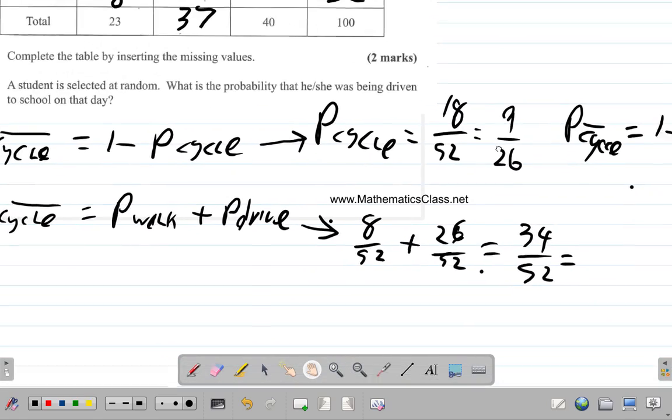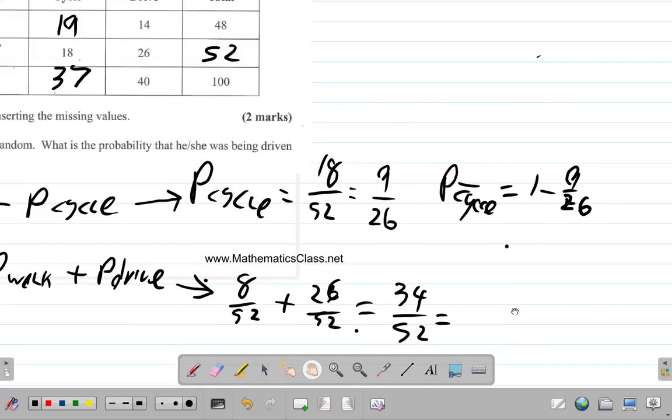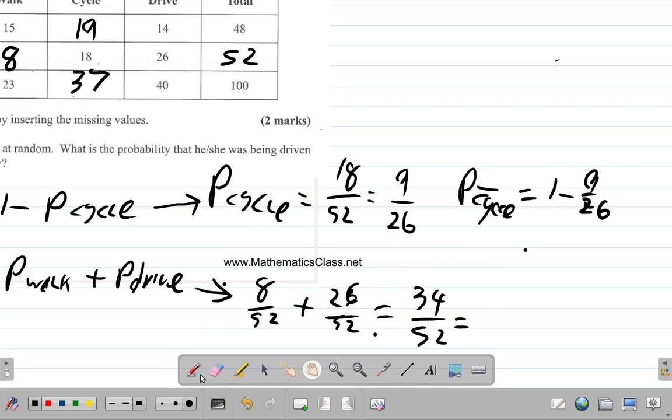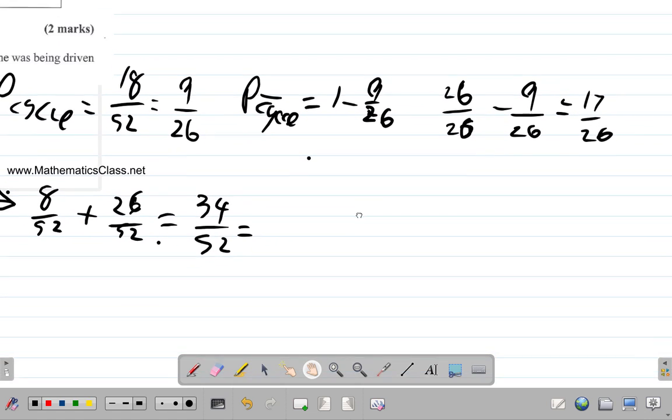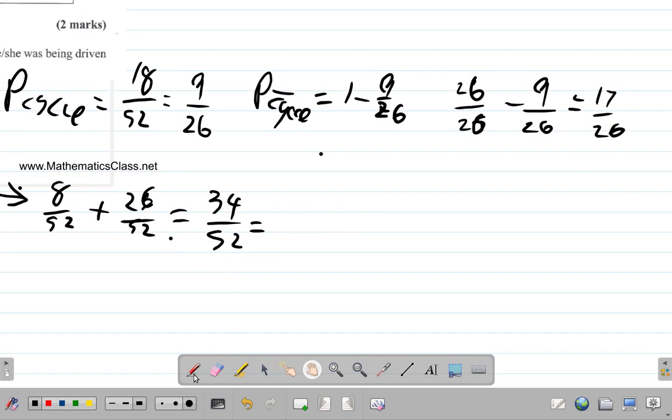What was the answer I got earlier? Oh, I rubbed it out. What did I rub it out for? I don't want to see it now. Let me redo the top part again. We said 26 over 26 minus 9 over 26, and then 26 minus 9 is 17 over 26. Alright. So then, back to this now, the 34 over 52. 2 into 34 is 17. 2 into 52, how much? 26. So it's the same 17 over 26 you get, right?